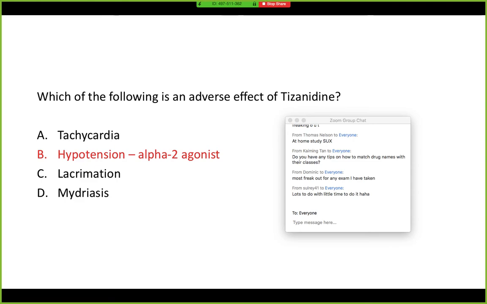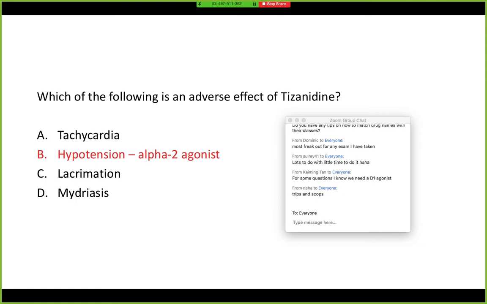Okay, so do you have any tips on how to match drug names with their classes? I would look for hints in the drug names, like either prefix or suffix. So like your muscarinic antagonist, like what is that little prefix, or like what do you look for? Yeah, tropes and scopes. And then for some questions, I know we need a D1 agonist. Yeah, so that was like that example I gave for bromocriptine, to treat hyperprolactinemia.